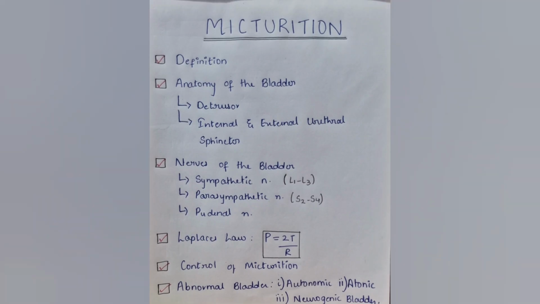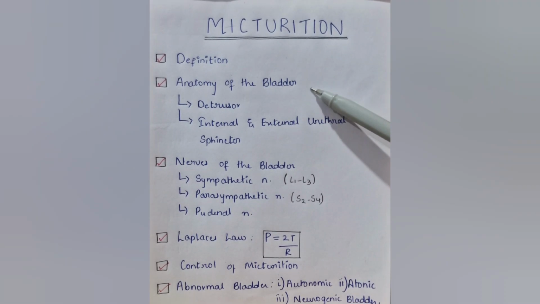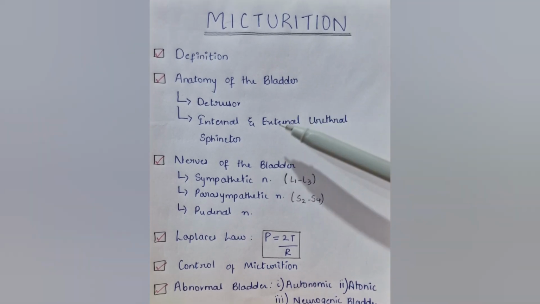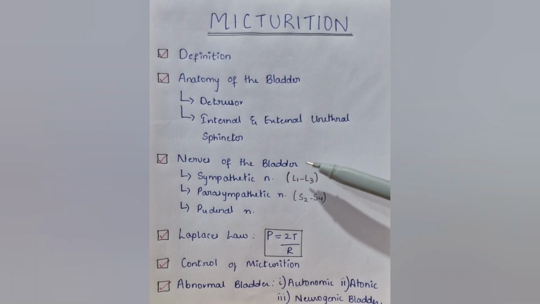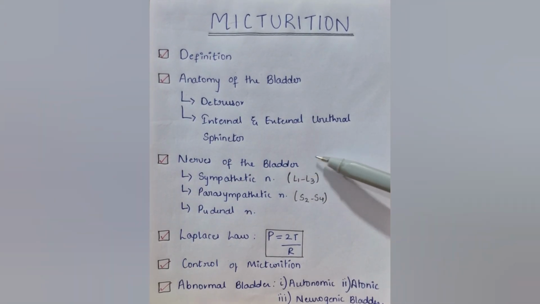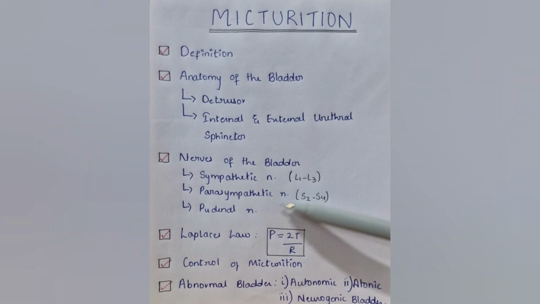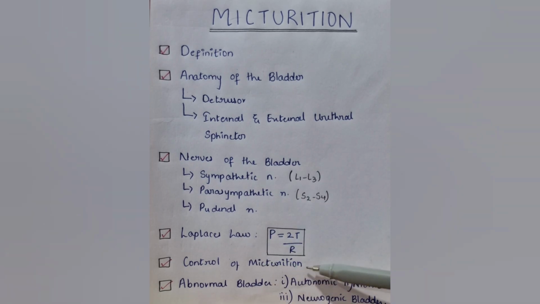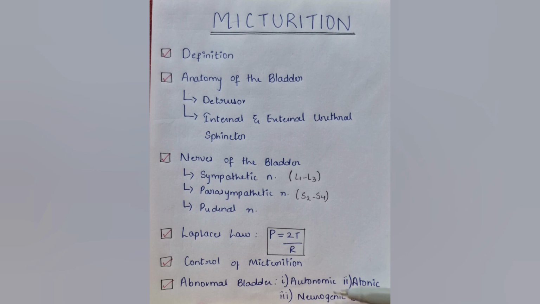In today's topic, we will study the definition of micturition, anatomy of the bladder. Under anatomy, we shall study the detrusor muscle, internal and the external urethral sphincter, then the nerves of the bladder, which includes the sympathetic nerve, parasympathetic nerve, pudendal nerve, and from where they arise, Laplace's law, control of micturition, and abnormal bladder that includes autonomic, atonic, and neurogenic bladder.